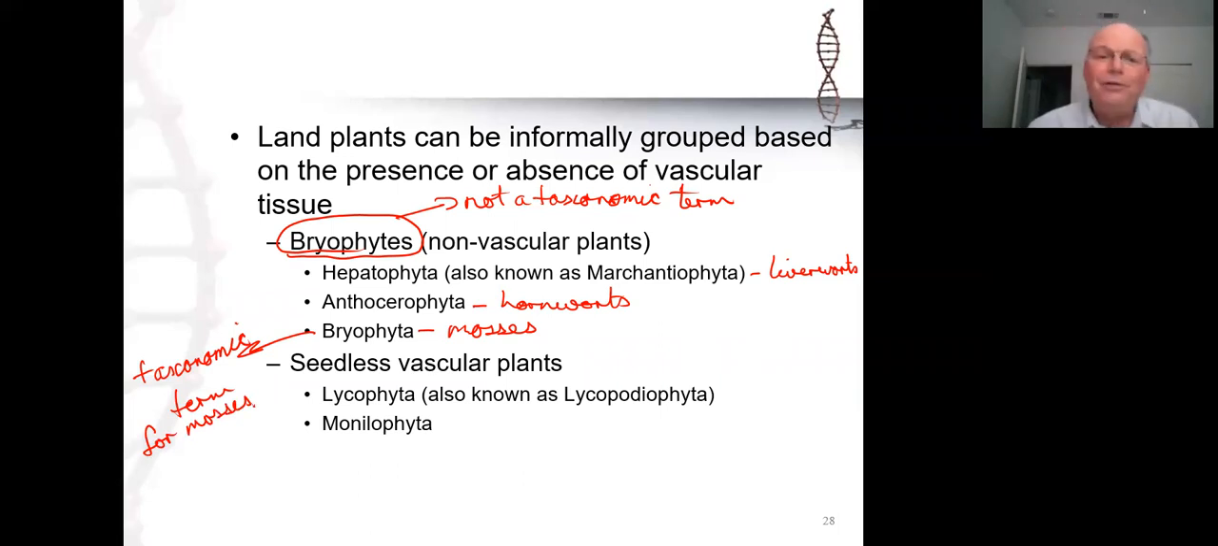So the bryophytes are non-vascular plants. These are the most basal to all of the plant kingdom. Then we have the seedless vascular plants, represented by the Lycophyta, sometimes also referred to as Lycopodophyta, depending on who's doing the taxonomy. Then we have the Monilophyta. These are the ferns, horsetails, and whisk ferns.